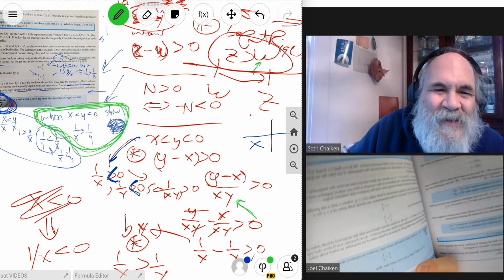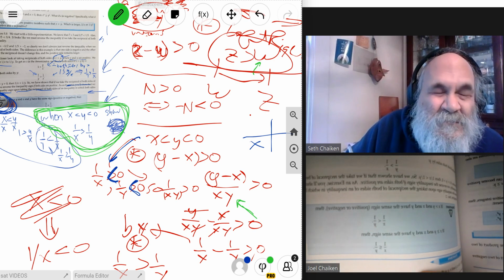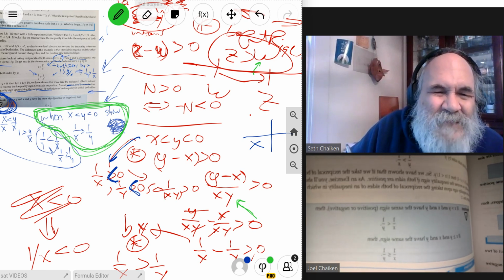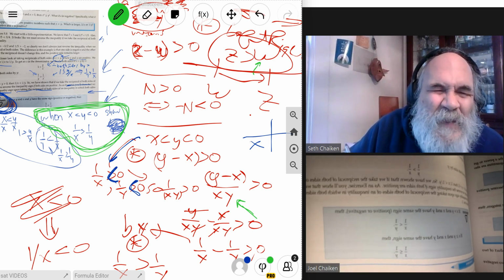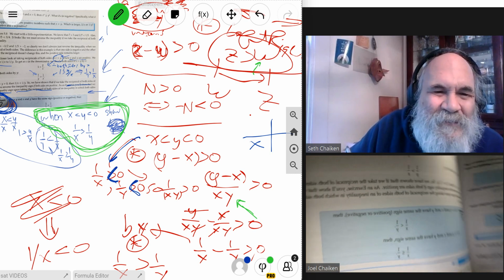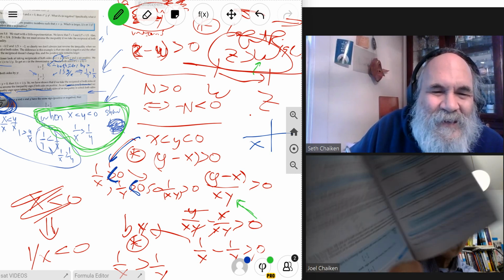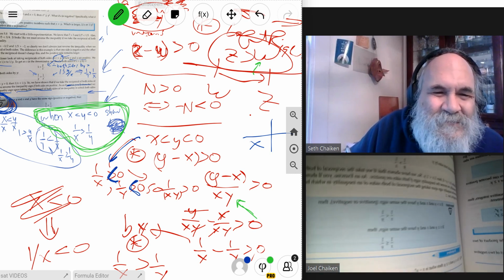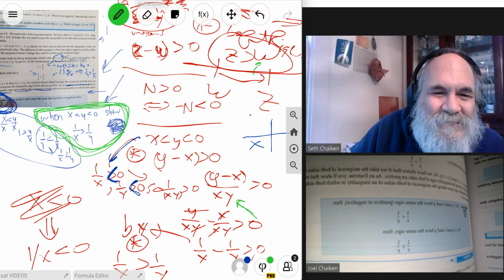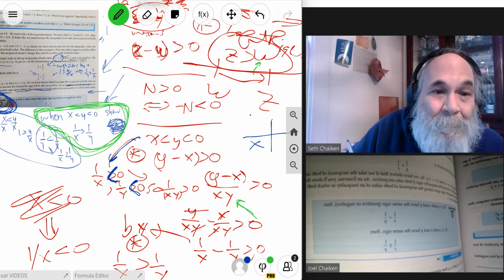Wait. So in terms of the results, if everything's the same sign, then what you just did is you just proved number 1. You just proved the first thing: if x is greater than y, and x and y are the same sign, then the same inequality holds. That's what you just proved.